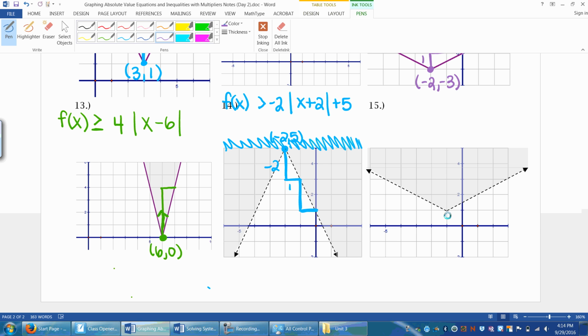Last one, the vertex is at -1, 1. So inside the absolute value, x plus 1. At the end, plus 1. That's left 1, up 1. F of x. It's dashed, so I do not put an equal to symbol. It's shaded above, so that's a greater than symbol. If I look at my rate of change, I'm going up 1 space and to the right 2 spaces.